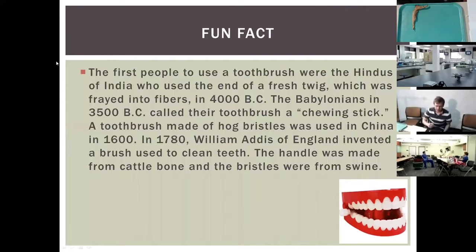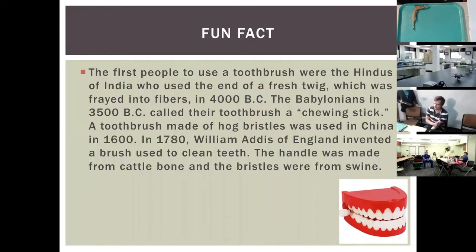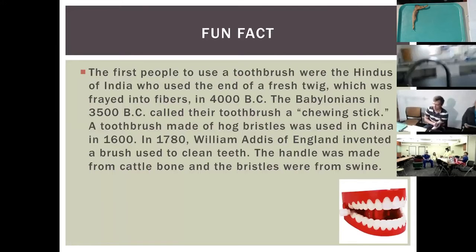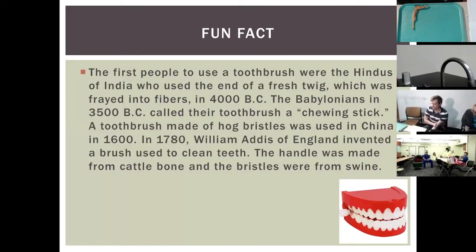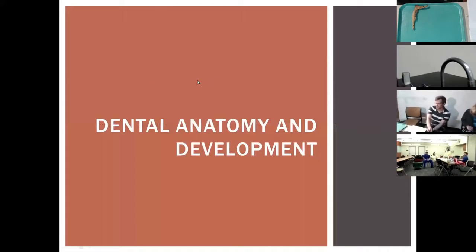Just a fun fact I wanted to bring up first is the toothbrush has been around for a really long time. It actually started in 4000 BC in India, and the Babylonians in 3500 BC called this thing the chewing stick. Then in China in about 1600, they started using hog bristles for a toothbrush. And finally in 1780, a guy named William Addis in England invented a brush used to clean teeth, and now we have a toothbrush today. So maybe that's not really a fun fact. I thought it was kind of fun.